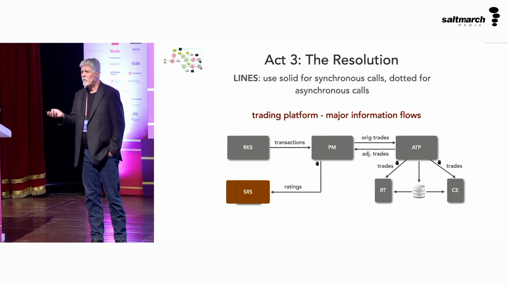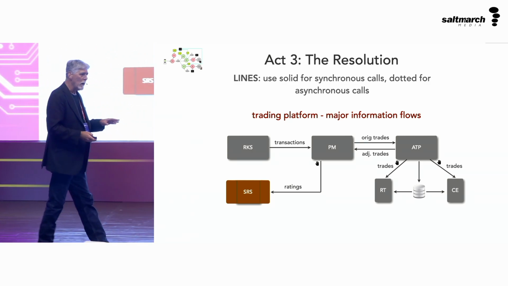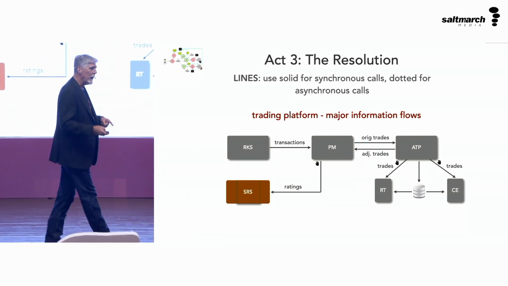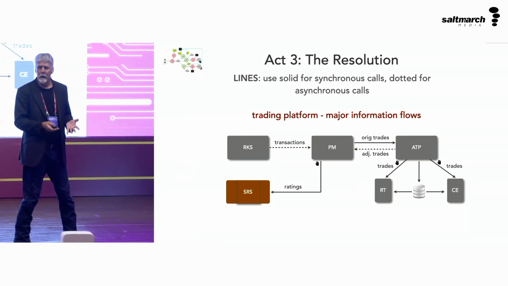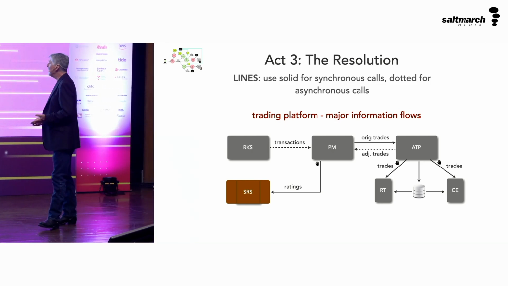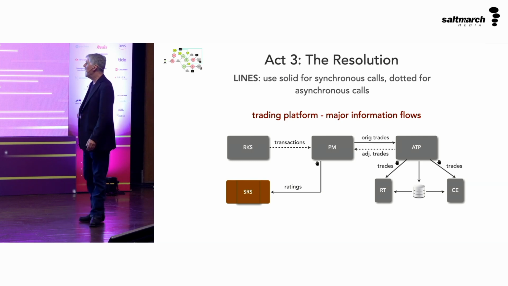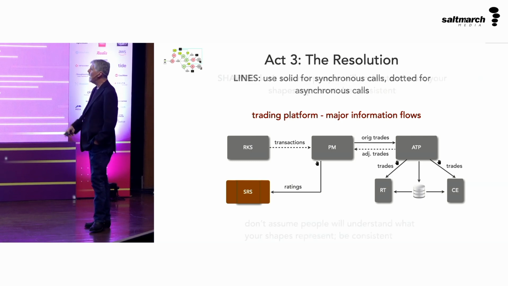Okay, so typically one of the standards we do have is dotted lines for async, solid for sync. And so consequently here, you'll notice that RKS asynchronously sends trades to PM. ATP adjusts trades asynchronously and they get sent back to PM. All right.